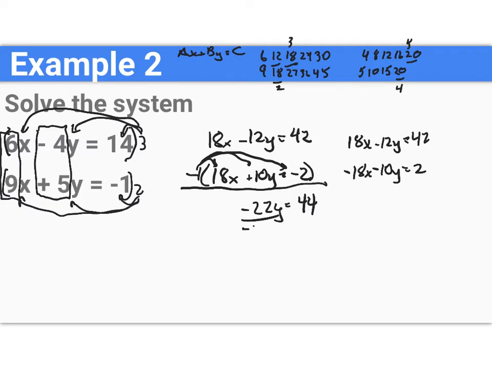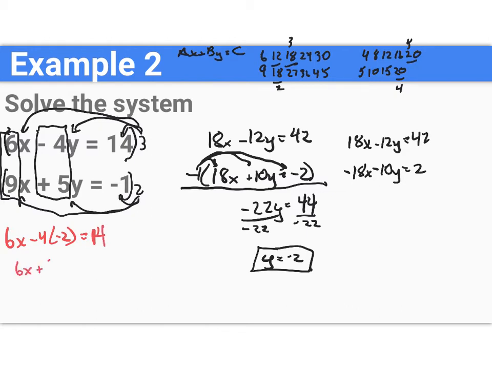So we divide by -22 on both sides. And then y equals -2. This is the variable that you solve for. So this is the variable that you will be substituting back into the original equations. And this is why we use parentheses, so we make sure we keep the sign straight.